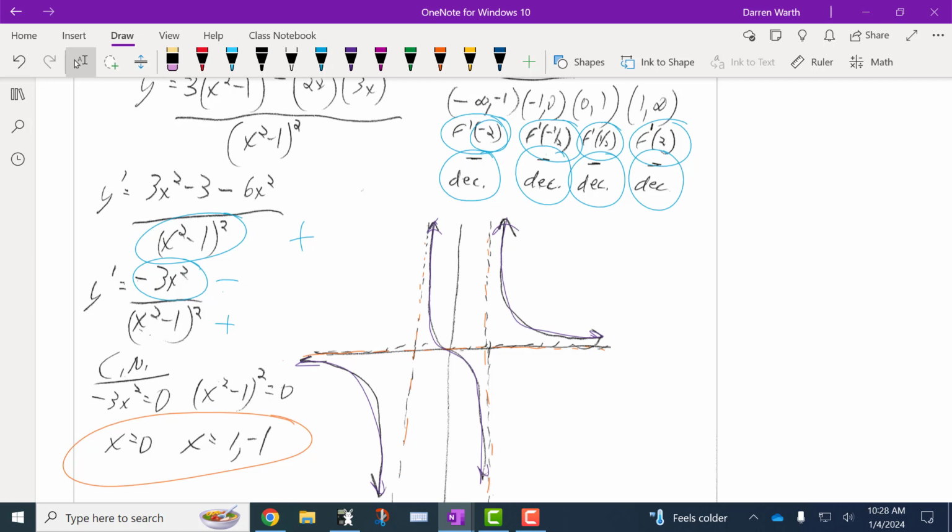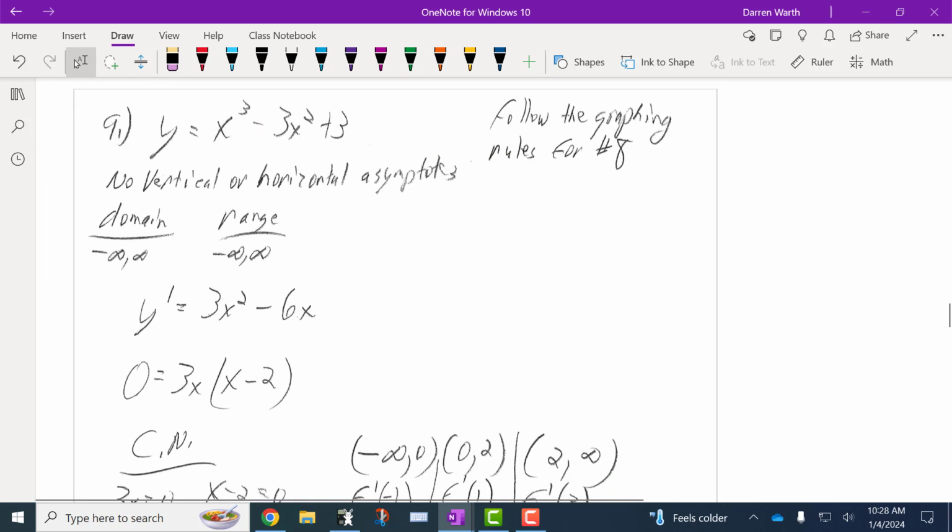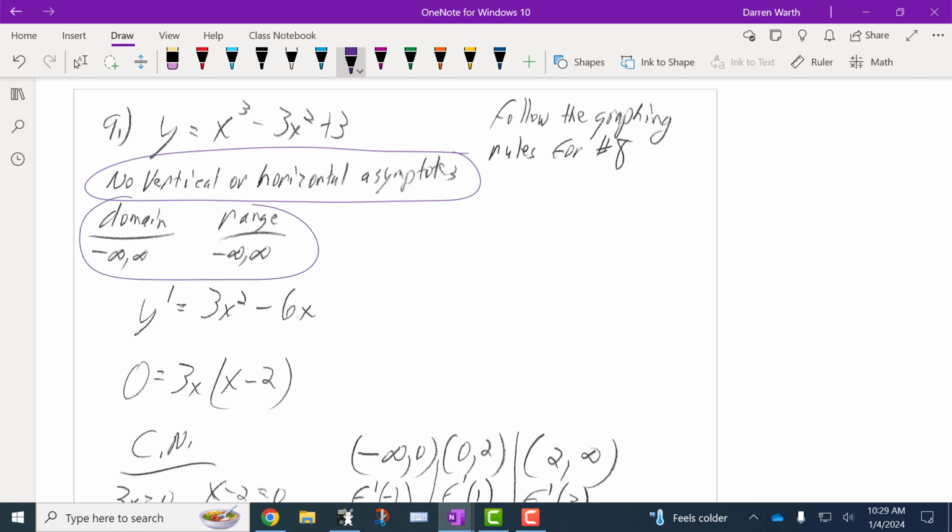Okay, now on number 9, we're going to go ahead and graph this other problem right here. It says y equals x cubed minus 3x squared plus 3. Follow the graphing rules for number 8. You're going to notice that there is no denominator, so there is no restriction on our domain or range. There's no vertical or horizontal asymptotes, so your domain and your range are going to be going from negative infinity to infinity. So basically all I have to do is do the first derivative test.